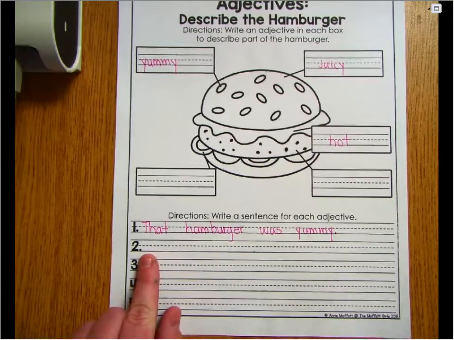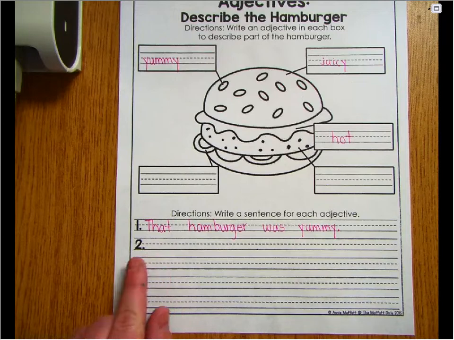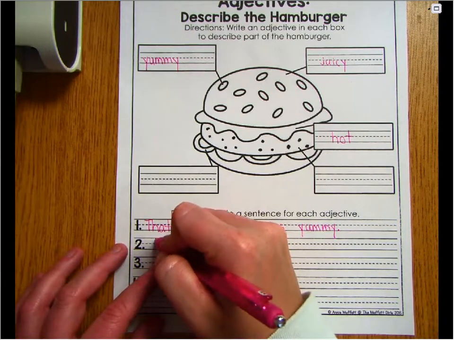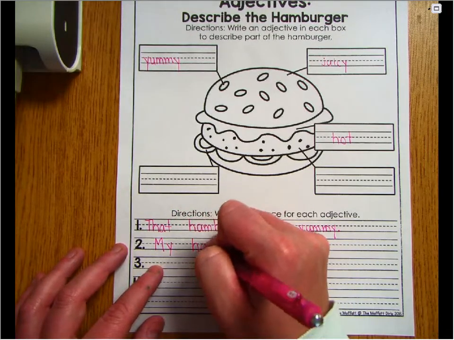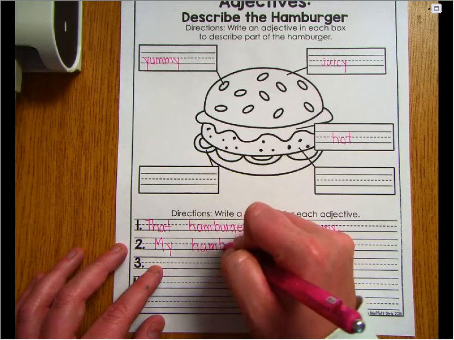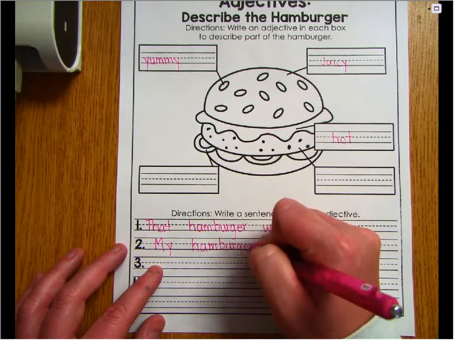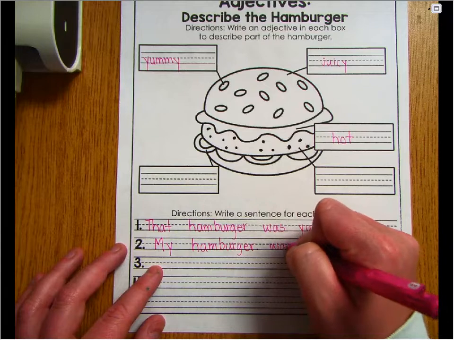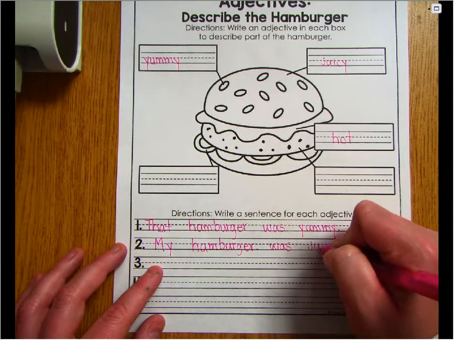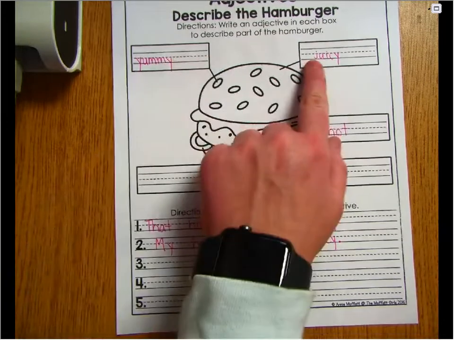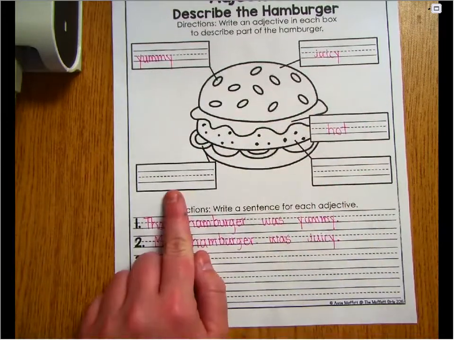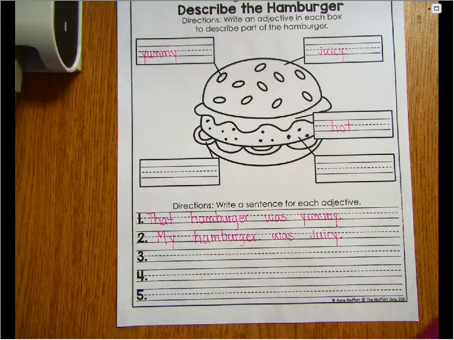The next word is juicy. So my sentence could say, my hamburger was juicy. So you're going to use the words, adjectives that you come up with up here, and you are going to use them in your sentences. If you have any questions, you can ask your teacher.